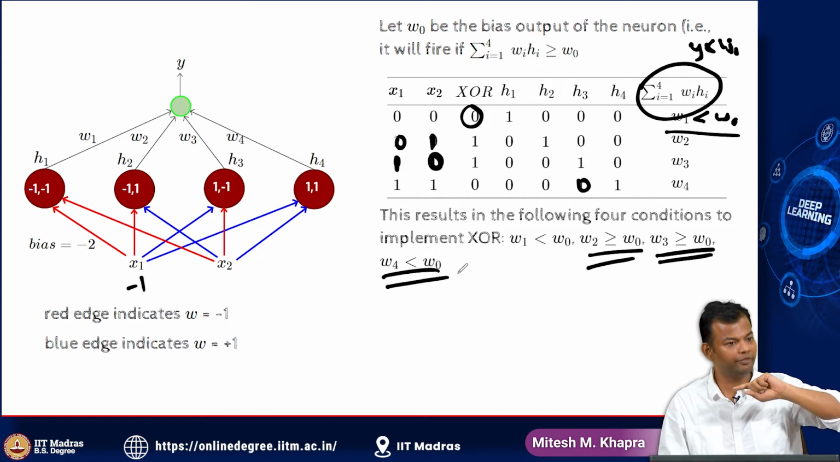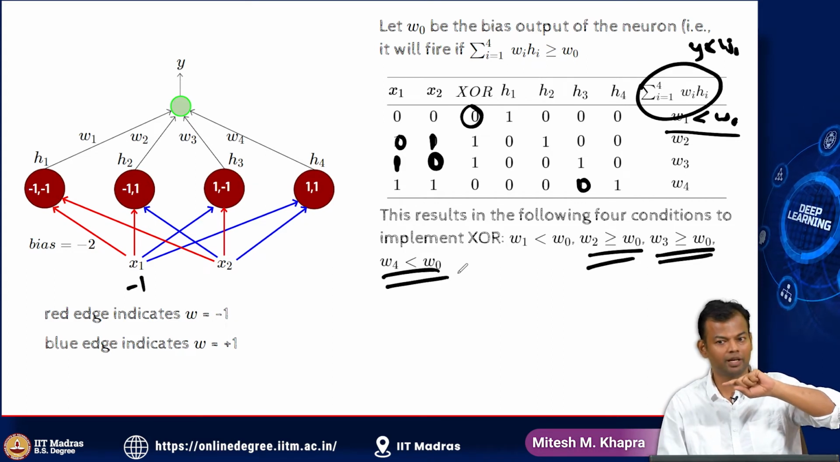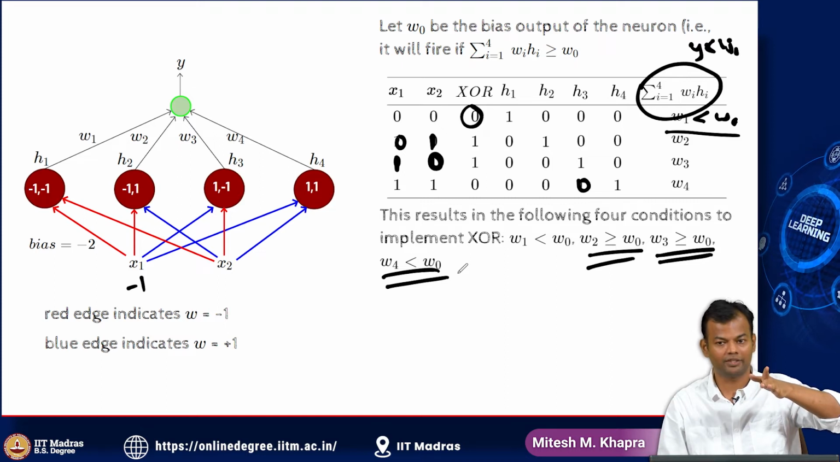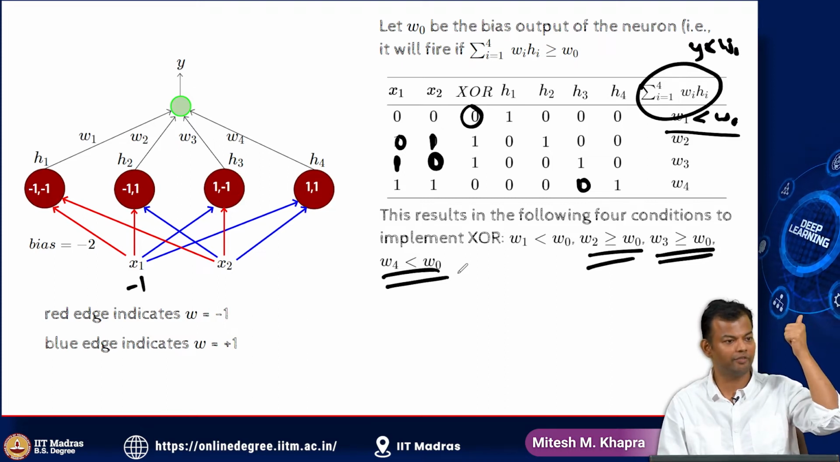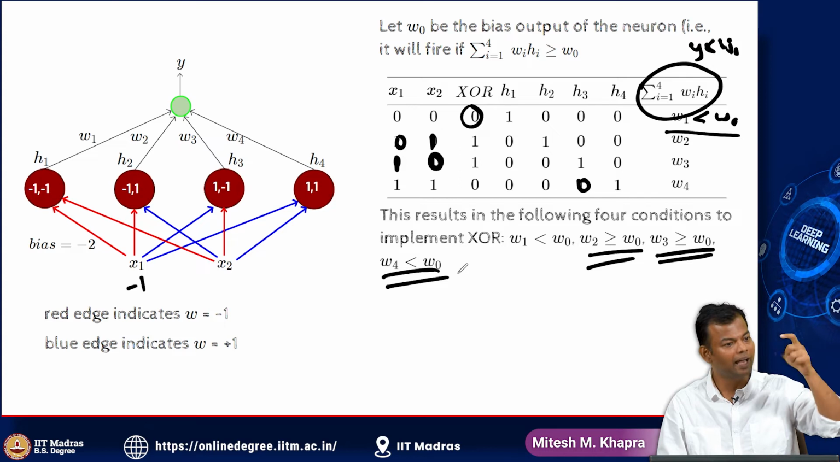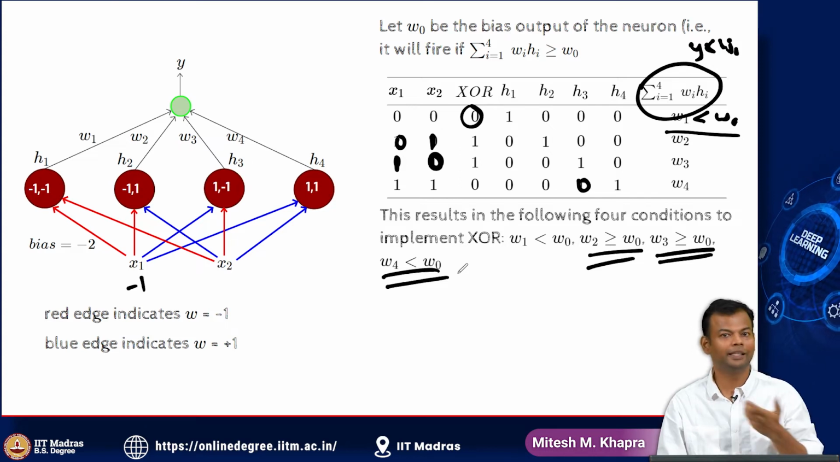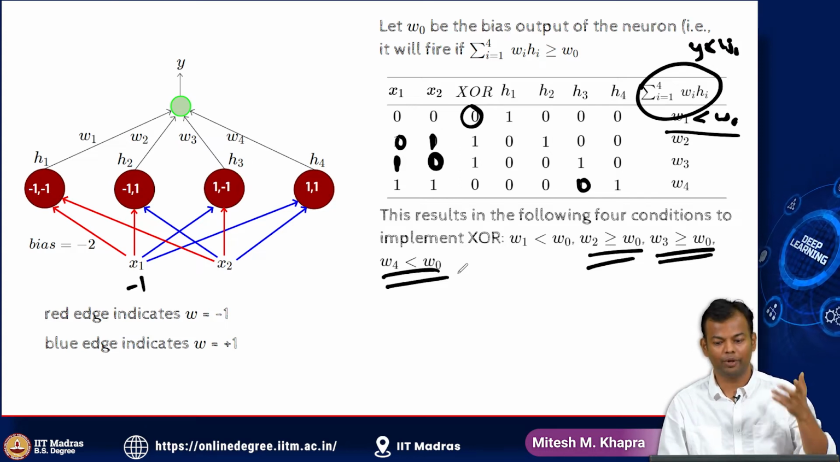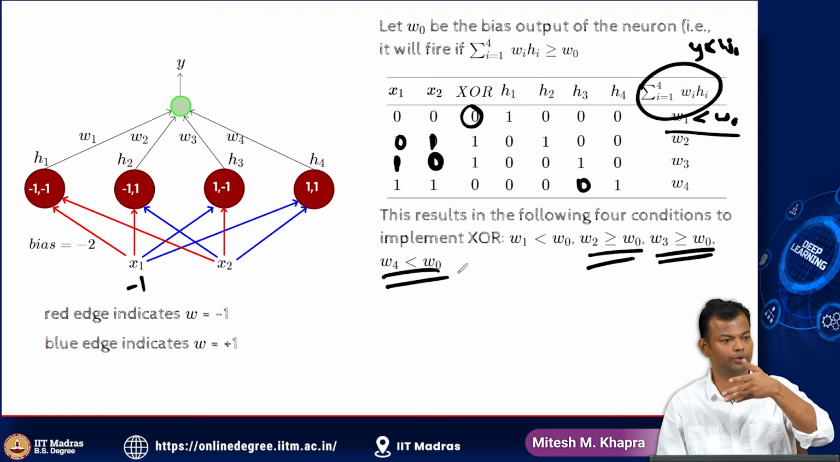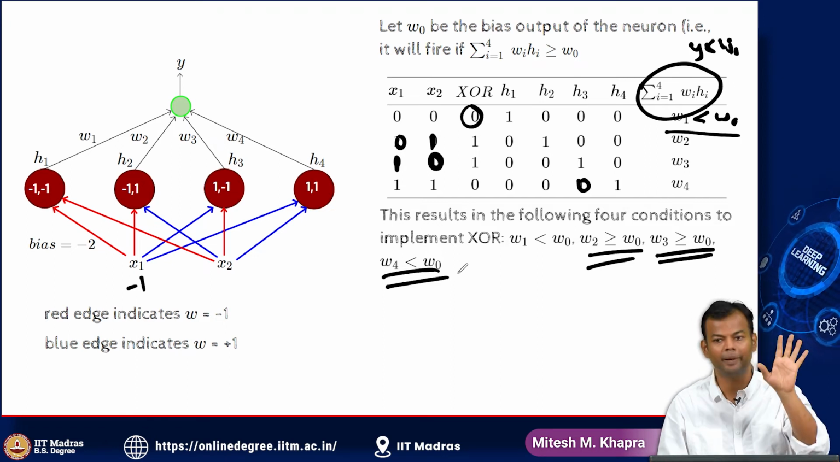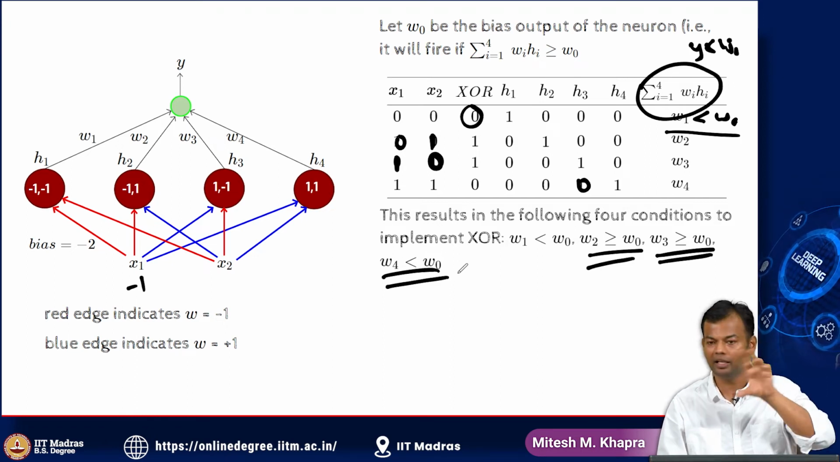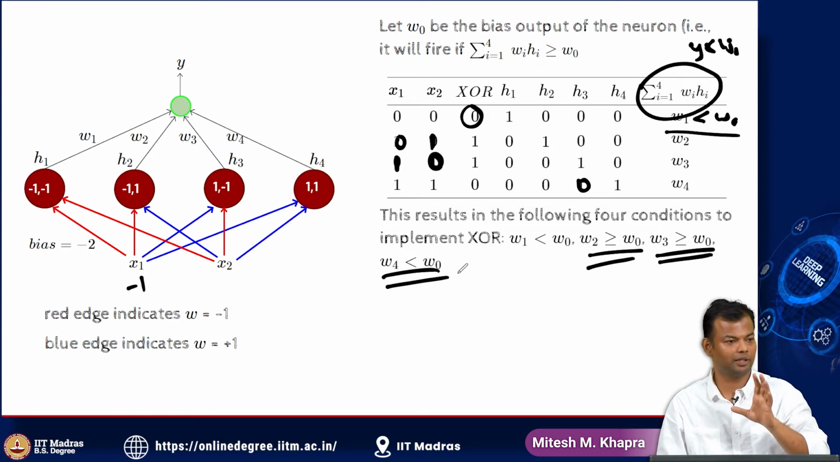But now what is the difference? Do I have any contradictions here? I do not have any contradictions here. Earlier when I had the XOR function with a single perceptron, I had contradictions in these inequalities. Now I do not have any contradictions because I have 4 weights W1, W2, W3, W4. I have 4 independent conditions that they need to satisfy. There is no condition that is contradicting.